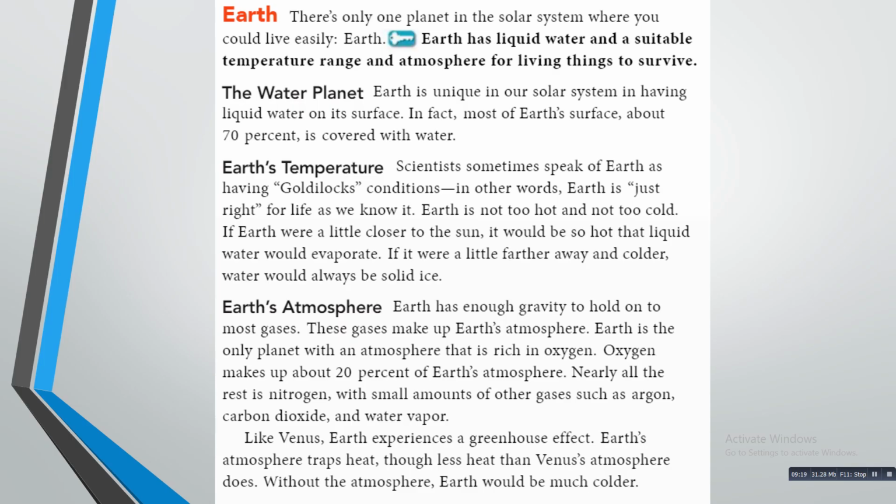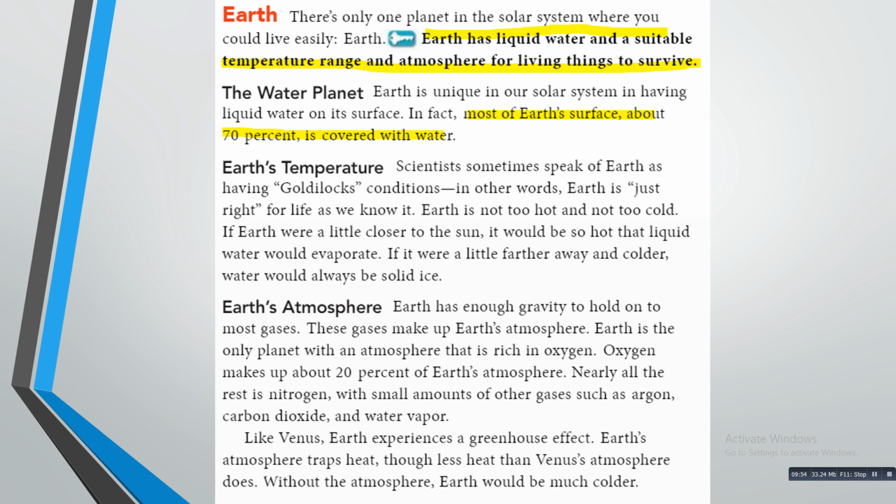Then if we talk about Earth, what exactly is Earth, the planet where we live? What does its surface look like? What does the atmosphere look like? Let's take a closer look at it. Earth has liquid water, a suitable temperature range and an atmosphere for living things to survive, which we already know because we are living on this planet. It's also called a water planet, which is very obvious because it has water in it. Most of Earth's surface, about 70%, is covered with water.